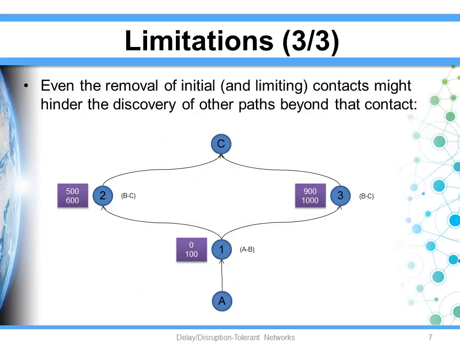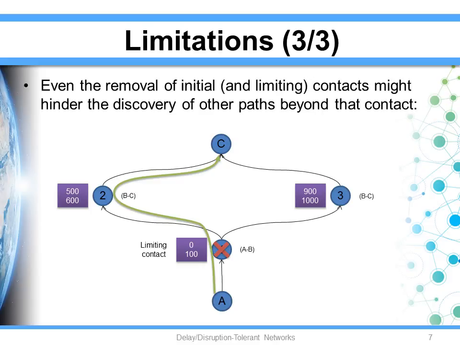And there is a more general limitation, which has not necessarily to do with the anchor strategy, but has to do with the elimination or the suppression of the initial contact in the route. So let's consider this very simple topology from A to C. When we find the first route to C, which is through contact 1 and then contact number 2 with the best delivery time of 500, we remove the initial contact of this path.